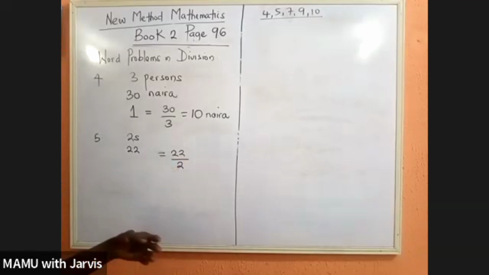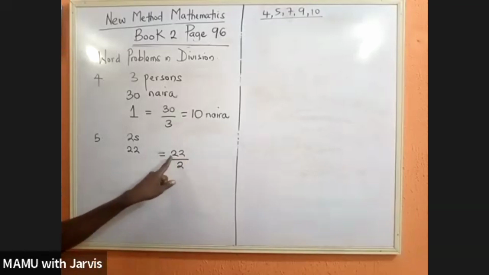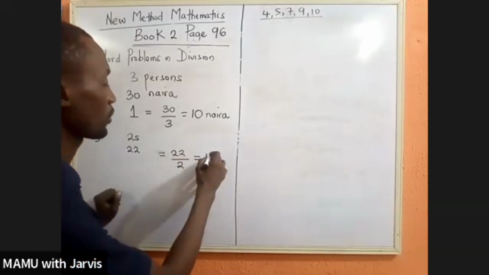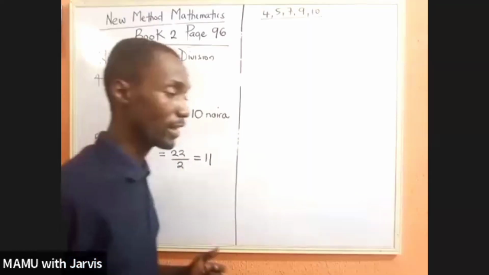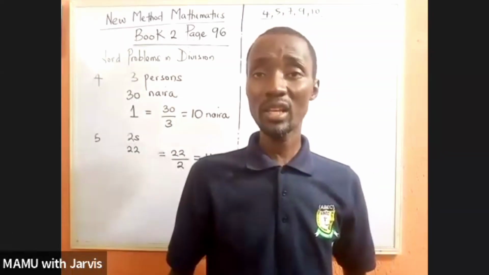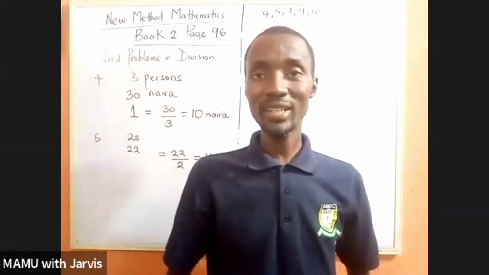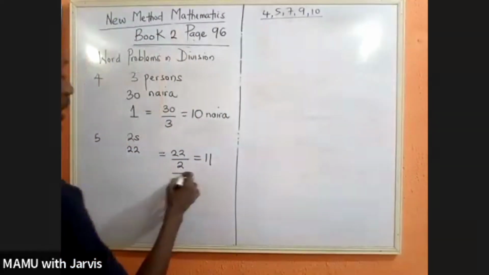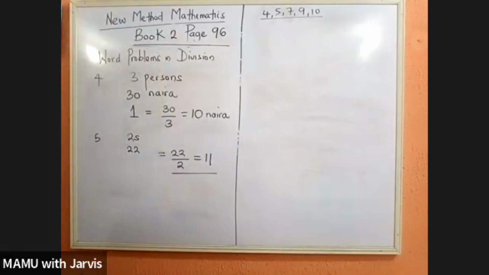Another method will be to say 2 divide 2, that's 1. 2 divide this 2, and that will give you another 1. Remember that at this level, you're looking for a way to get your answer as quickly, as surely, as correctly. All right, so this will be 11 for question number 5.